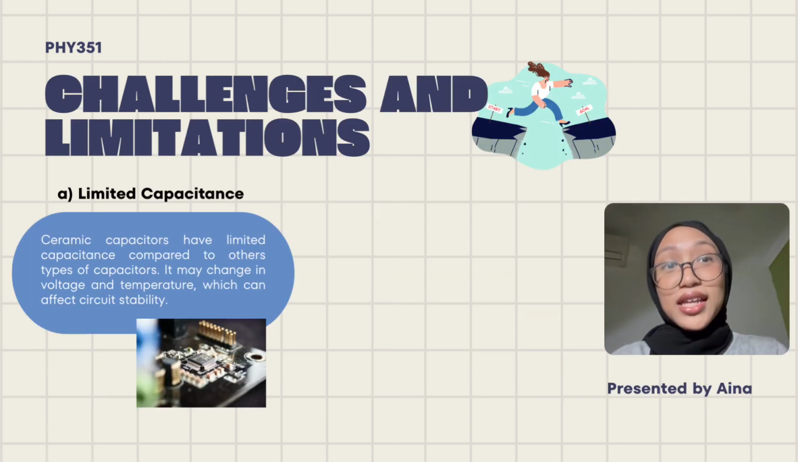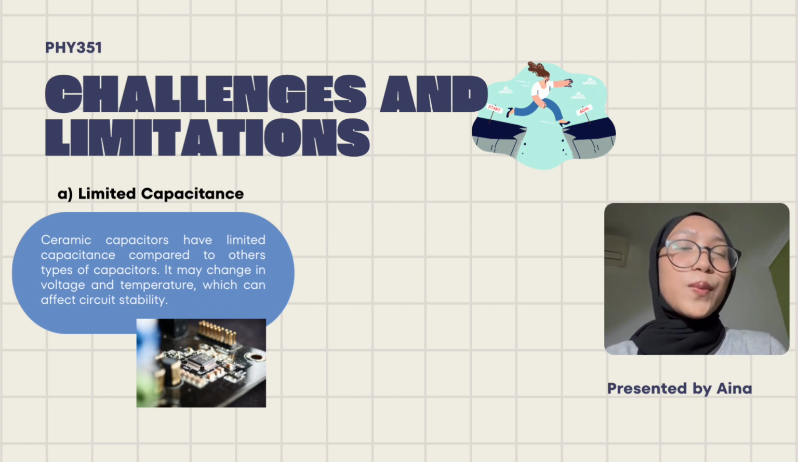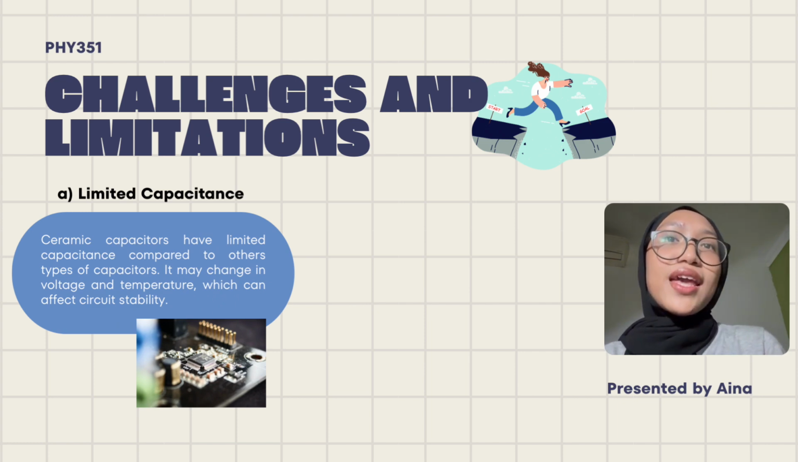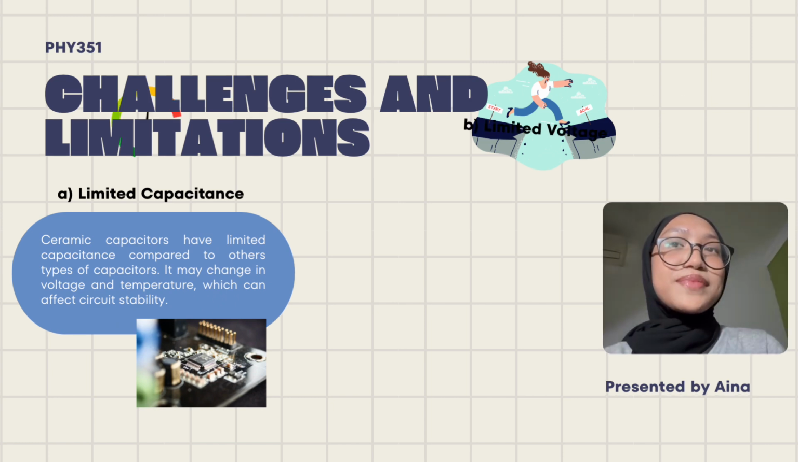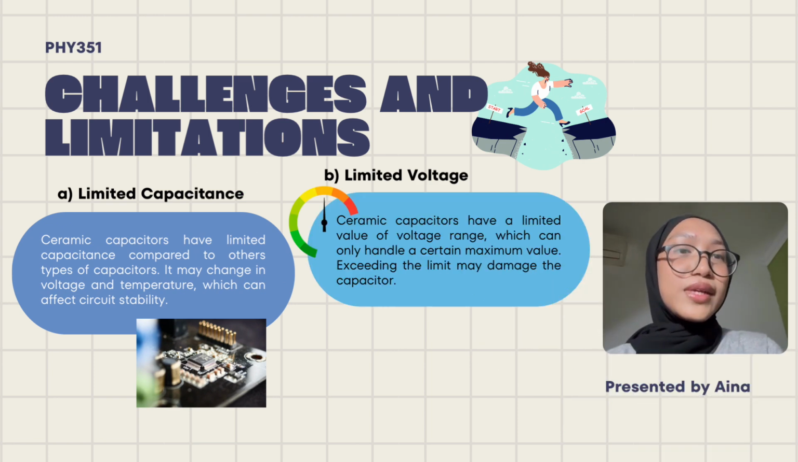Ceramic capacitors have many advantages, right? But they also have limitations. First, they have a limited capacitance value compared to other types of capacitors. Their capacitance can change with the voltage and temperature, which can affect circuit stability. Next, ceramic capacitors have a limited voltage range, which makes them not suitable for high voltage applications.